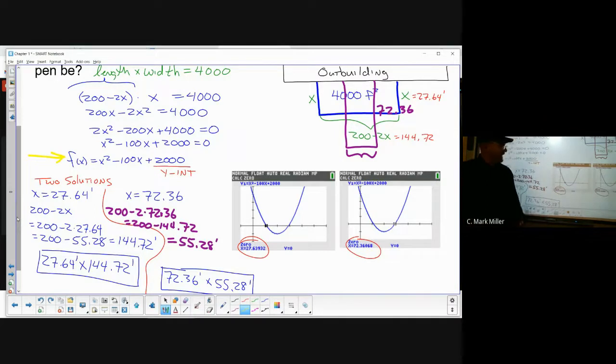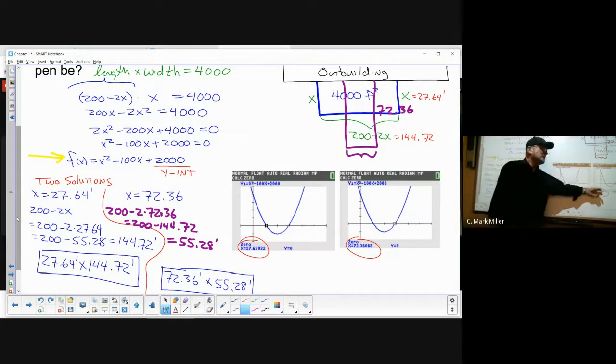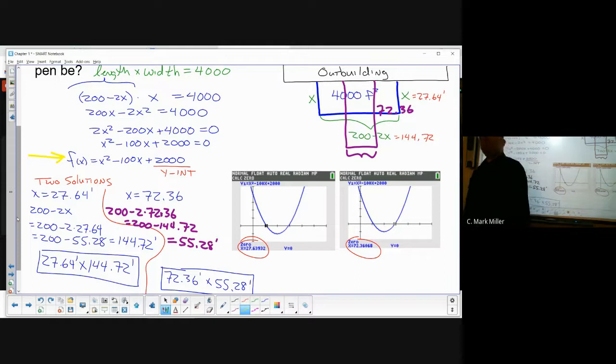Right? And we found the 2 zeros. So that gives us the 2 different measurements of how far we can come out from our outbuilding and have a pen of 4,000 square feet. The first one was 27.64. That leaves the other dimension at 144.72: 200 minus 2 times 27.64. Similarly, the other one was 72.36.